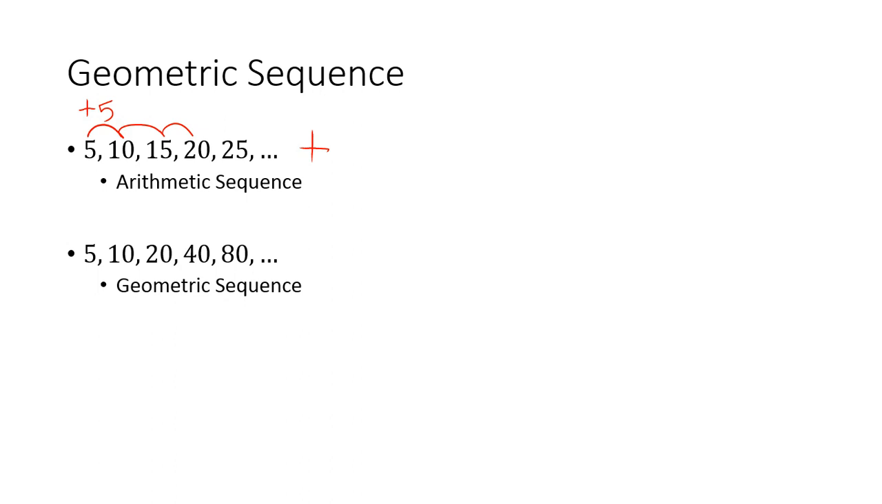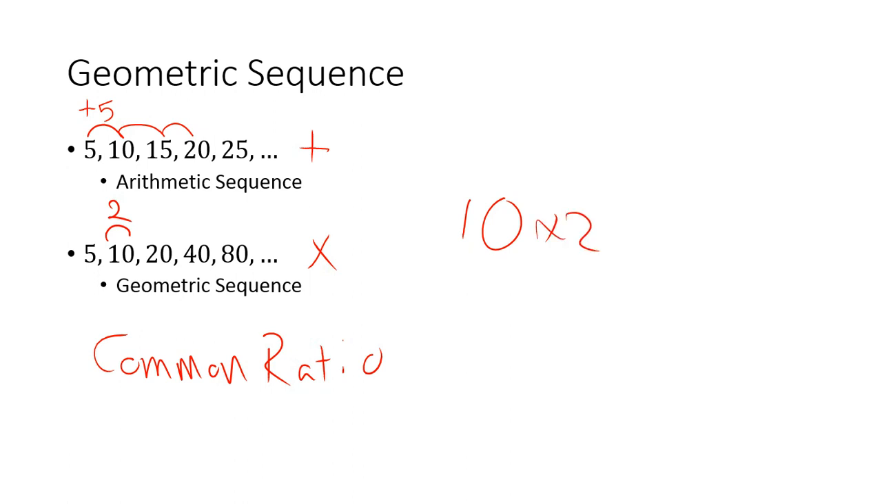A geometric sequence is a little bit different. What it's doing is multiplying, and it's using something called a common ratio. In this case, the common ratio is 2. We're multiplying each of these numbers by 2 to get it moving up. So 10 times 2 is 20, 20 times 2 is 40, and so on.